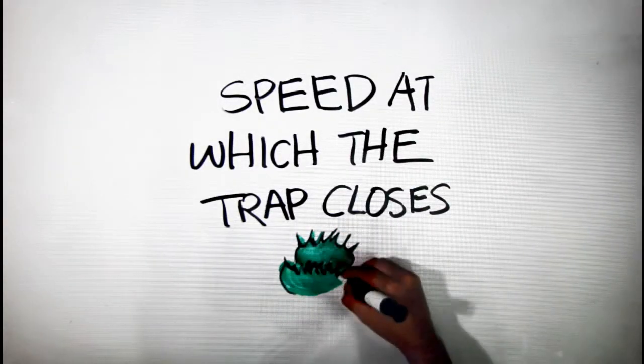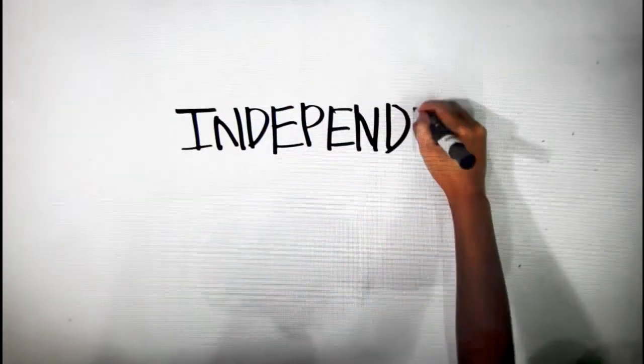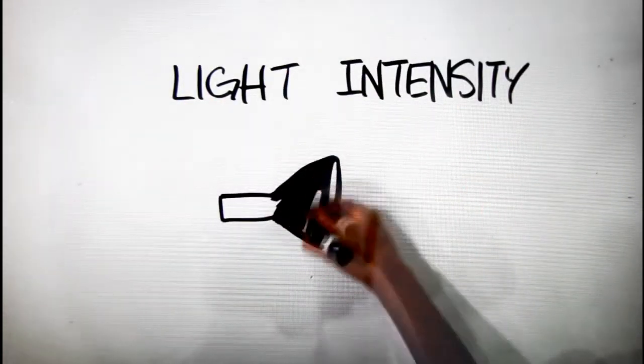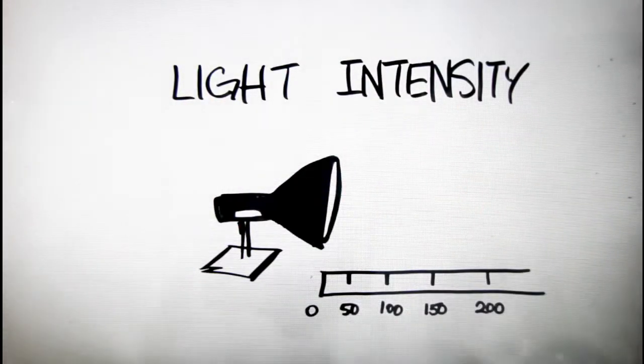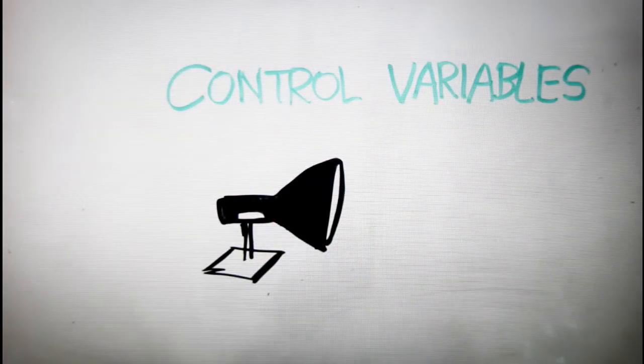Now let's take a look at our variables. Our dependent variable is the speed at which the Venus Flytrap closes. Now let's take a look at our independent variable. Our independent variable is what we will be manipulating in this experiment, which is the light intensity. Now for the control variables.